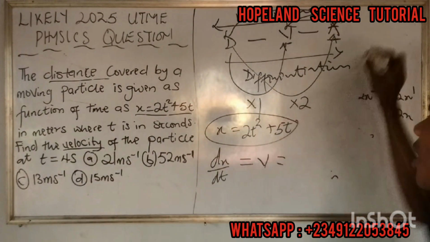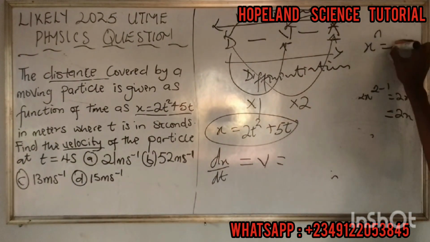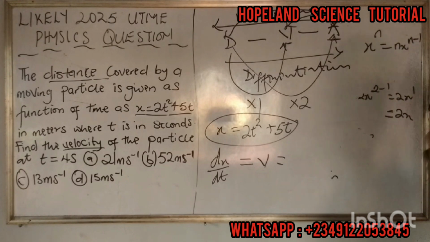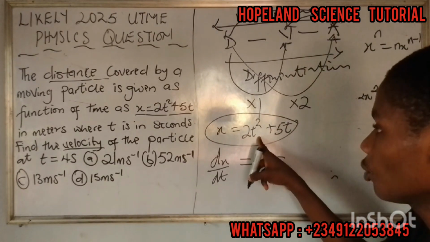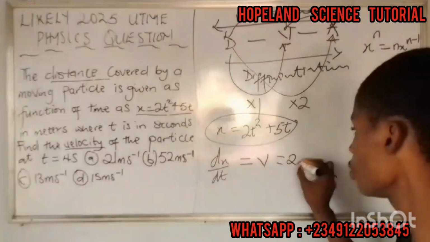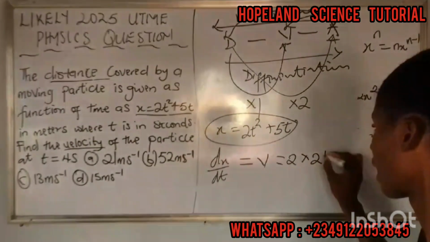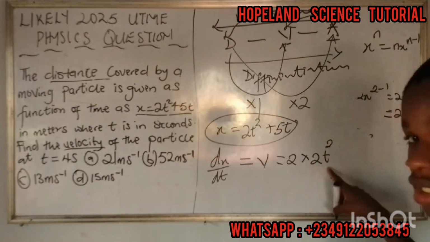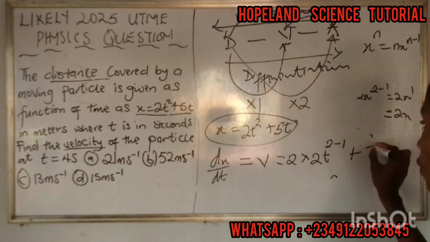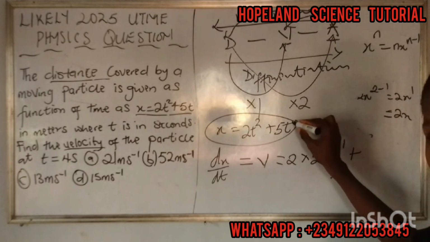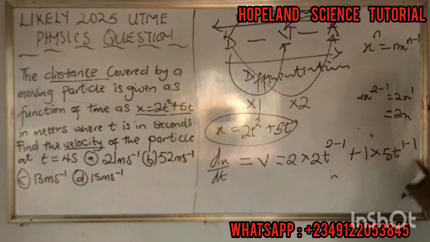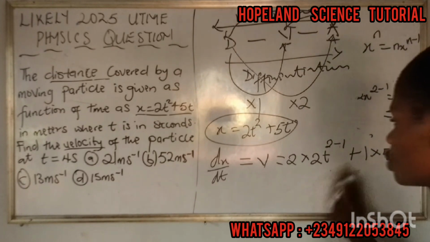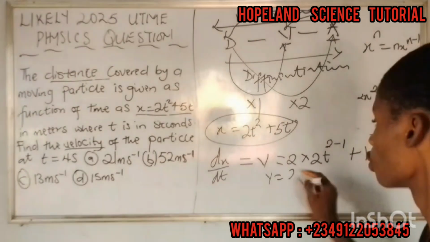Remember the pattern. When I have s raised to n, the derivative is n times s raised to n minus 1. Are we together? So if I continue with that, I am going to have 2 times 2t raised to power 2 minus 1, plus 1 times 5t raised to power 1 minus 1. Remember, there's an invisible one here.